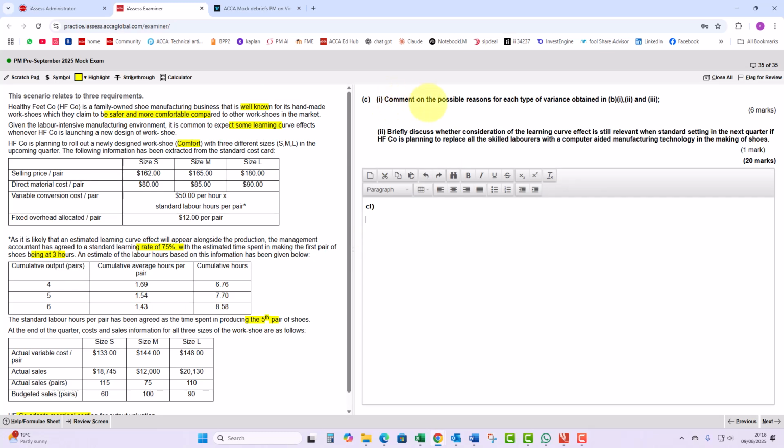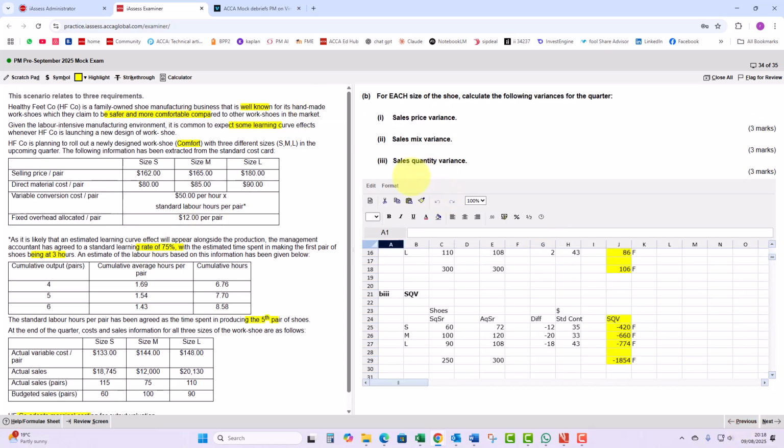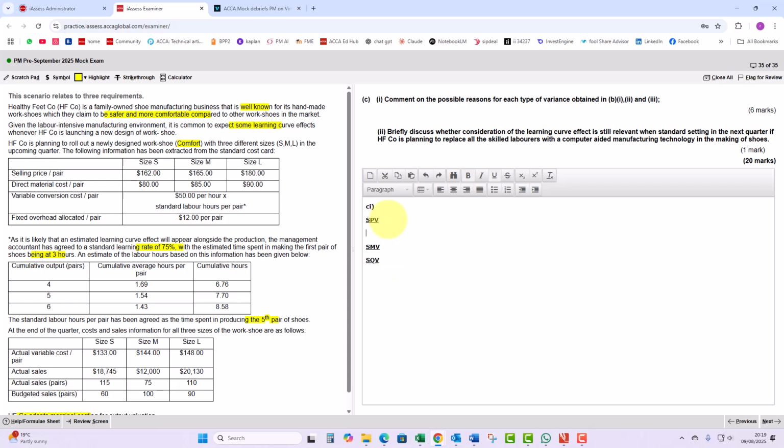So next we need to comment on the possible reasons for each type of variance in B1, B2 and B3. There's 6 marks. It's a shame the question doesn't come across because we might need to flick back and forth a bit. The 3 obvious headings are the three variances. The approach I would take here is I want to demonstrate to the marker that I understand firstly what each of these variances is. So I'm going to open with a definition for each, and I think that will score my first mark, 1 mark under each, so that's half of the 6 marks that are on offer.